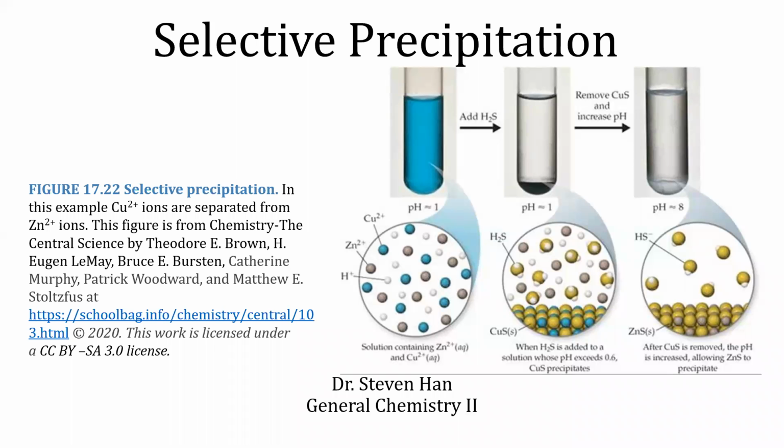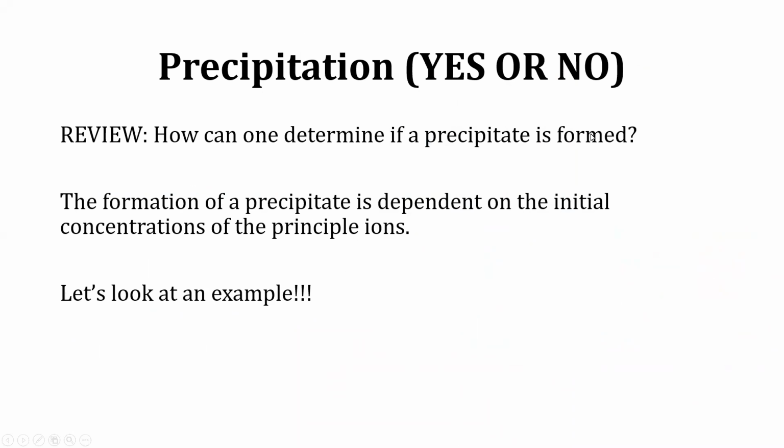This lecture is on selective precipitation. How can one determine if a precipitate is formed? The formation of a precipitate is dependent on the initial concentrations of the principal ions. Let's look at an example.